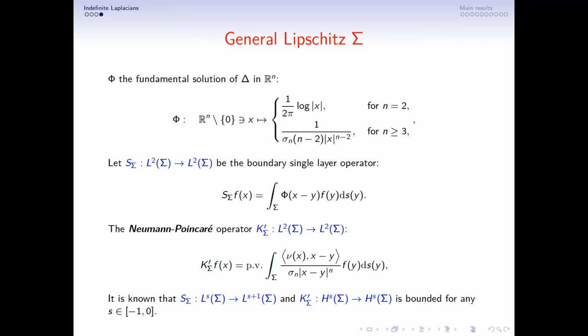Then we have the second interesting guy in this talk, which is the Neumann-Poincaré operator. This is the operator that I define from L2 to L2 in this way. Then it is known that the single layer is bounded from H^s to H^(s+1) for any s in this range, and this Neumann-Poincaré operator is well defined on this domain. So let me just recall to you this property for the single layer.